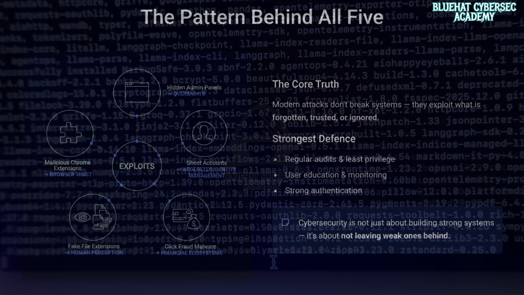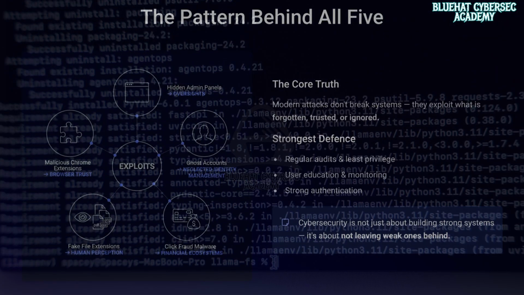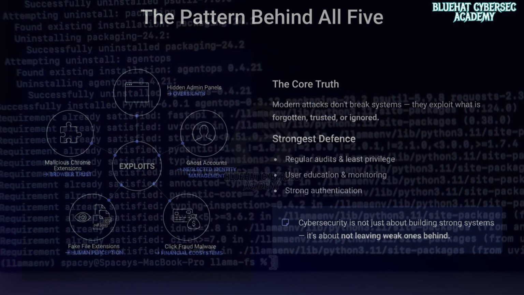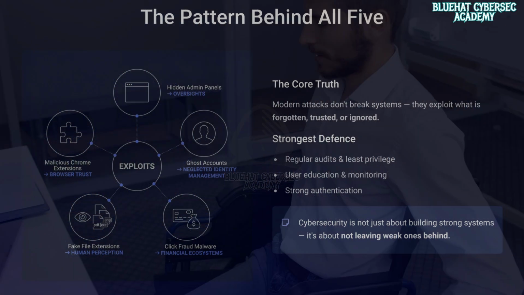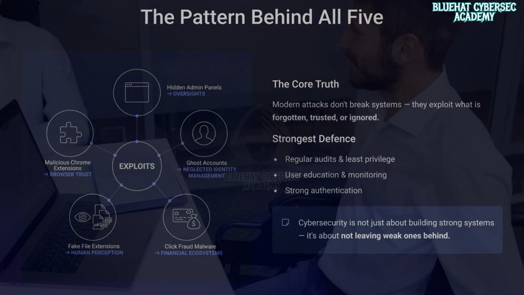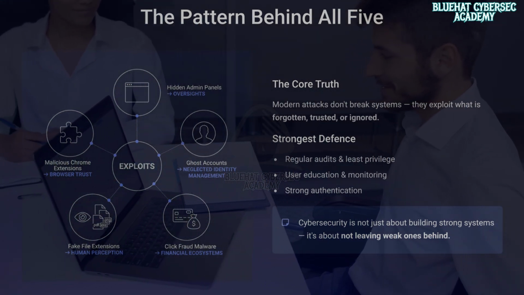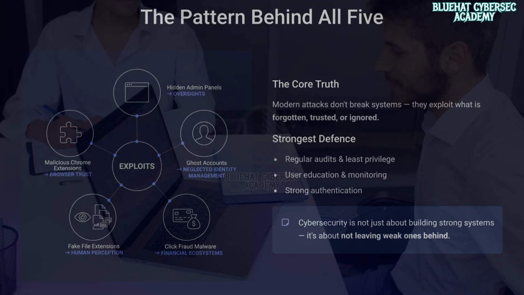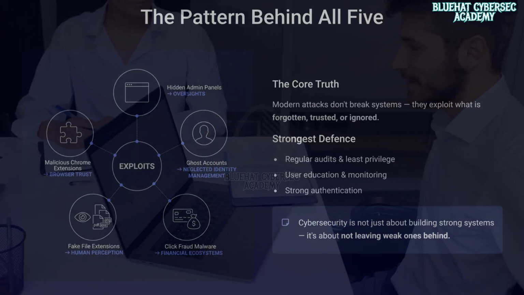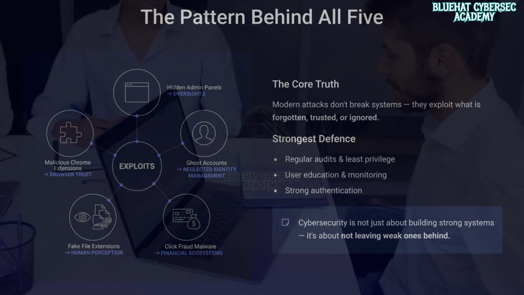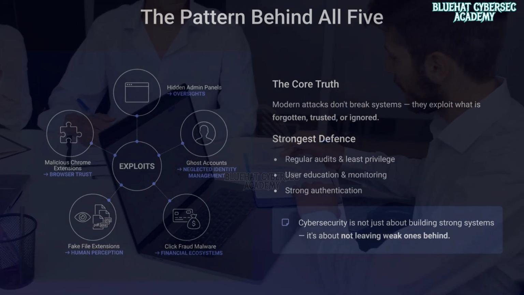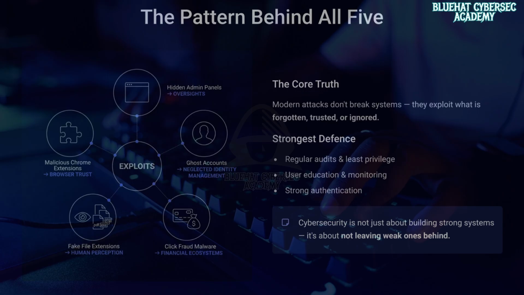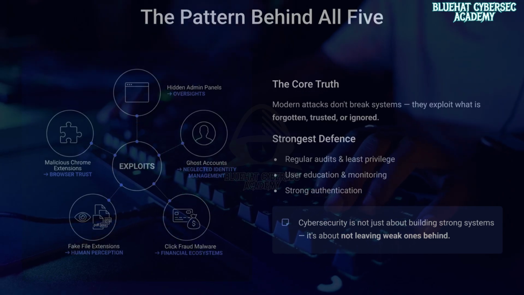Now let's step back and connect everything we discussed. Across all these attack methods, one pattern becomes very clear. Modern cyber attacks do not always break systems directly. Instead, they exploit what is forgotten, what is trusted, or what is ignored. Hidden admin panels exploit oversights. Ghost accounts exploit neglected identity management. Click fraud malware exploits financial ecosystems. Fake file extensions exploit human perception. And malicious extensions exploit browser trust.